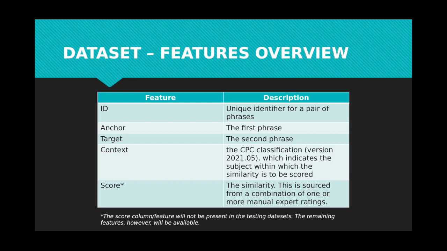These are the basic features which were present in the training data set. One was the ID, a unique identifier. The anchor, that is the first phrase which you want to test. The target, the second phrase against which you want to see whether there is a similarity or not. The context was given by the CPC classification, which the US Patent Office uses for the different domains and subdomains against which a patent application is processed. The score was the similarity score, which I just mentioned would be the Pearson correlation coefficient.